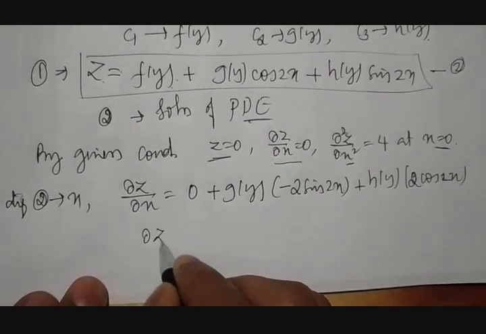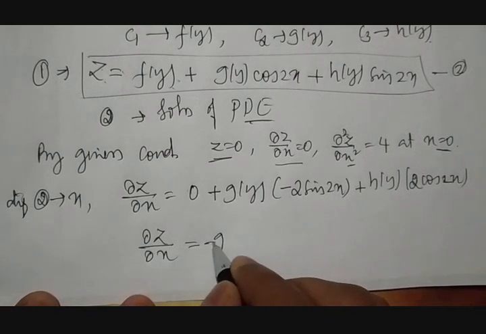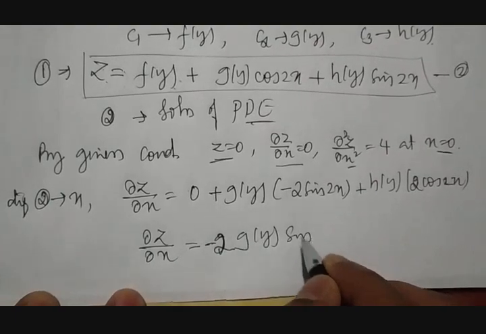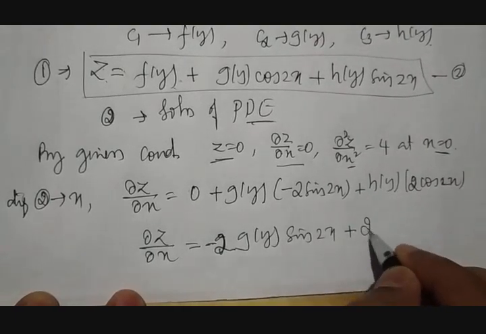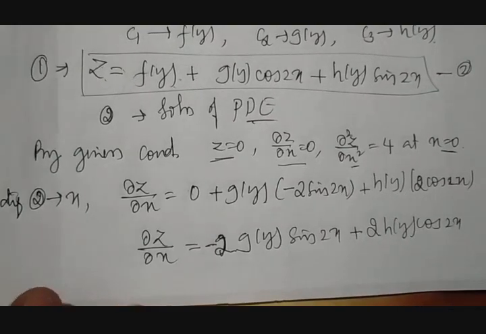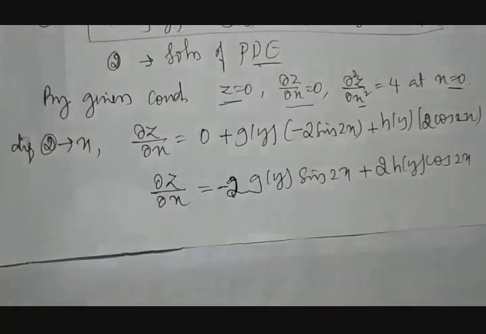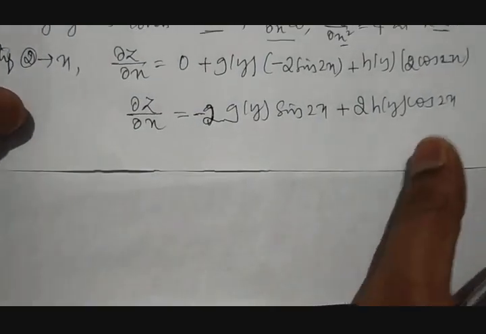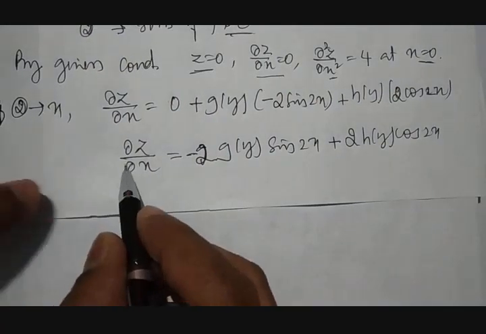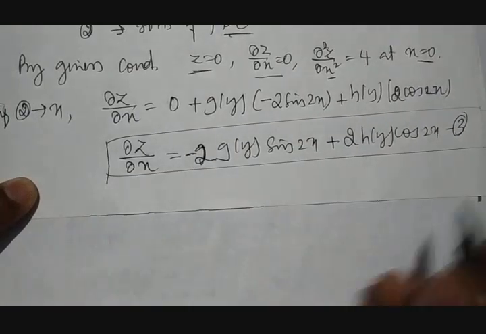Therefore, ∂z/∂x is equal to minus 2 times g(y) into sin 2x plus 2 times h(y) into cos 2x. This is the result, call it equation number 3. This is also a required result for substitution.